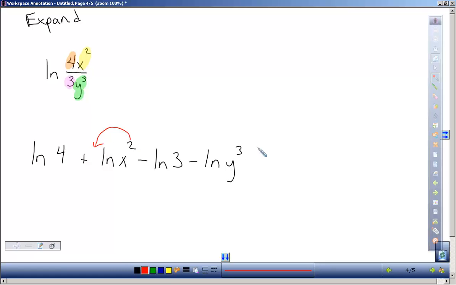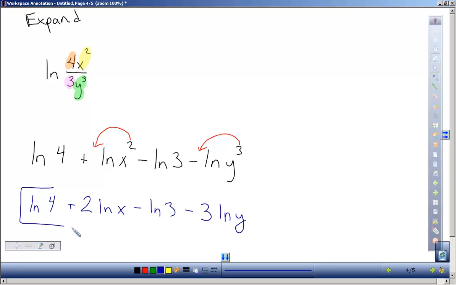Sometimes at this point you're done, but in this problem I do notice I have some exponents, and we know that exponents can move up to the front. So when I move these exponents up to the front, I have natural log of 4 plus 2 natural log of x minus natural log of 3 minus 3 natural log of y. You aren't done until you only have one single item inside of each log. At this point, that's as broken down as that's going to get, and that would be my expanded answer.